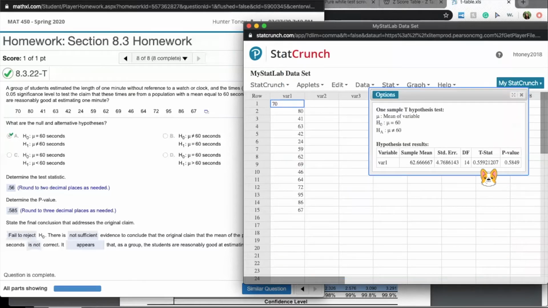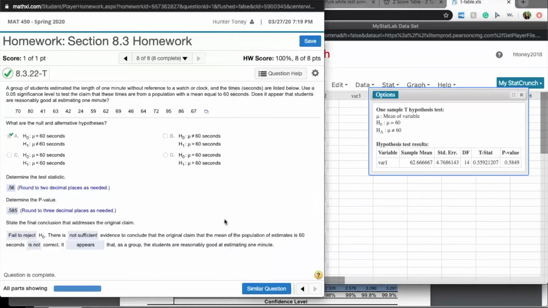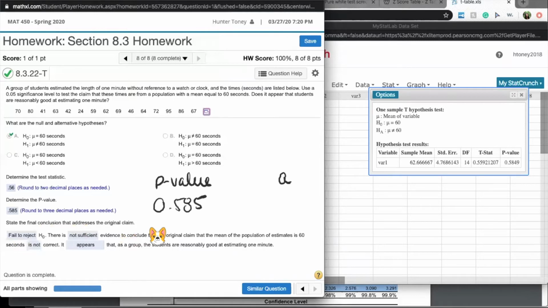So once it's computed, you can find your test statistic and your p-value here. And then we can move on to our final conclusion. So remember, we're going to be comparing our p-value to our alpha. Our p-value was 0.585 and our alpha was 0.05. So clearly, again, our p-value is greater. And remember, anytime your p-value is greater than your alpha, you're going to fail to reject your null hypothesis.